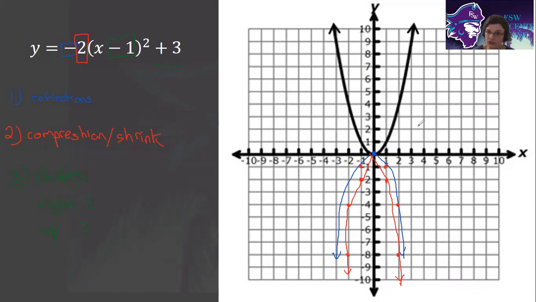So if we're shifting to the right 1 and up 3, we take the markings in red that were created. We need to go right 1, up 3. And so we do that for all of them. Then this function in green here represents our final solution. So without having to use a graphing calculator over such functions, we were able to use a parent function and transformations to make our own graph of this equation.